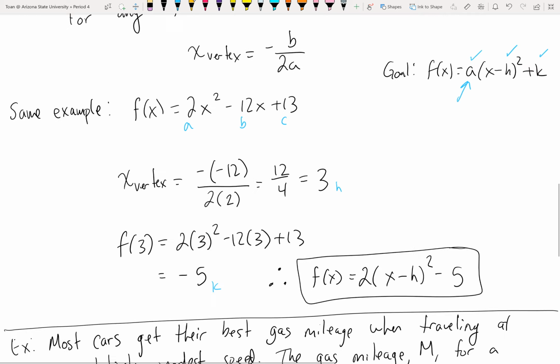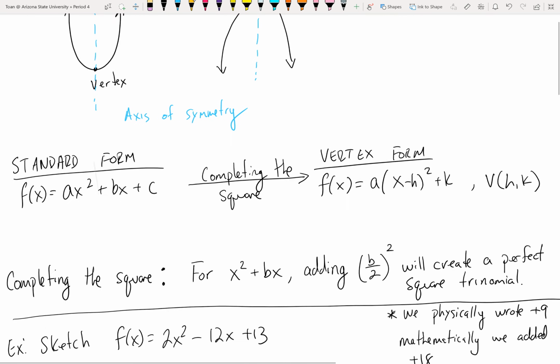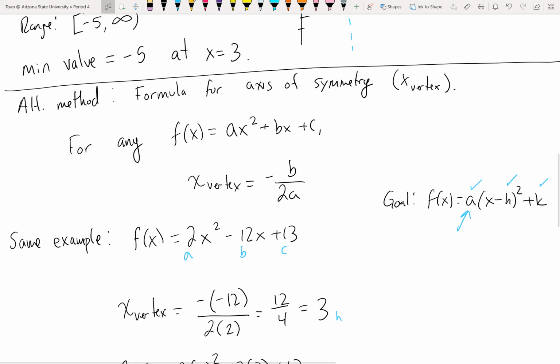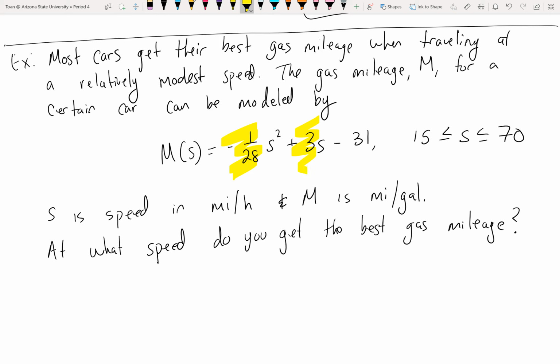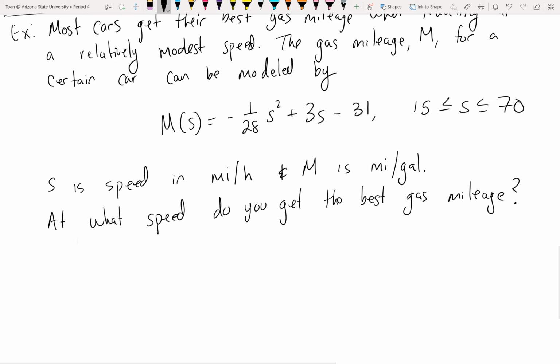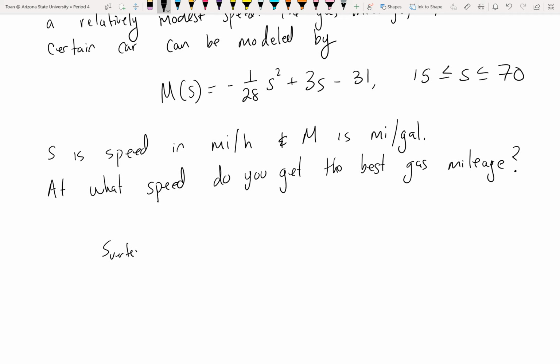There are two ways to find the vertex. We can do completing the square, or we can do the cheater's version, just use the formula. Let's take a look at this equation. Oh, that's pretty ugly. Let's just go ahead and use the formula, right? Now, instead of x of the vertex, we don't have x's and y's. We have s of the vertex. So the s of the vertex is -b, which is 3, over 2a, which is -1 over 28. So that's -3 over -1/14. Do some fancy math. You get a positive 42. Okay. And that's the s coordinate of the vertex.